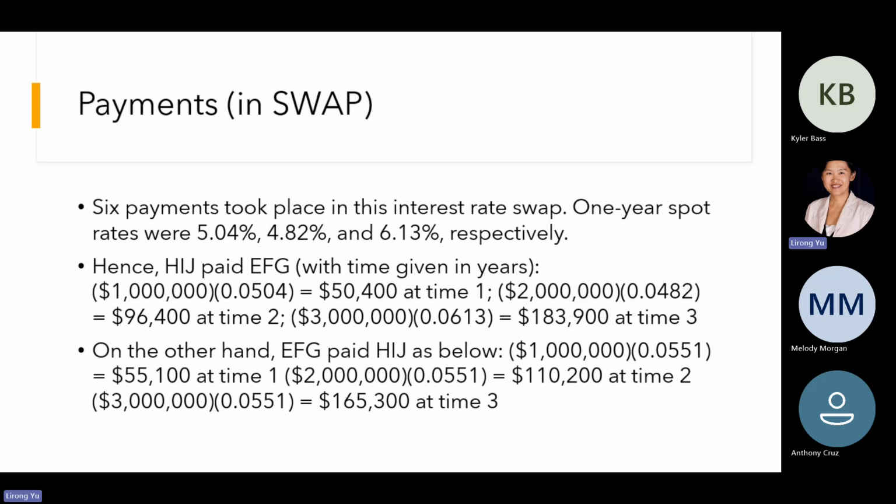So HIG will pay EFG at time 1, time 2, and time 3. You can see those are all the calculations. HIG is paying the floating rate. Now in this interest rate swap, EFG is paying a fixed rate. We're using 5.151% for all the payments at time 1, time 2, time 3. Do we have any questions?